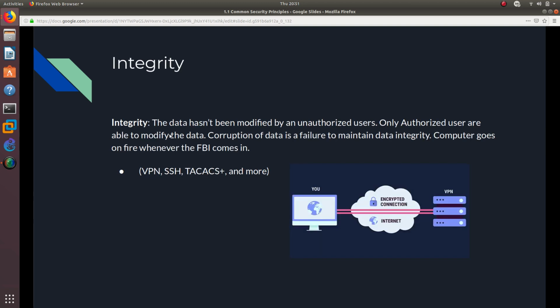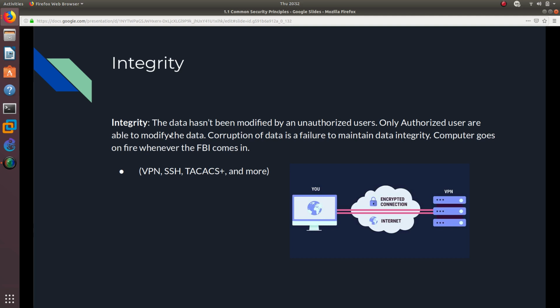The other one is integrity. Integrity is when the data hasn't been modified by unauthorized users, right? So if they don't have access to the data, they should not have access to modify the data. You don't want the data to change, and you don't want anybody that does not have access to change your data. Only authorized users are able to modify the data. And as you can see right here, corruption of data is a failure to maintain data integrity.